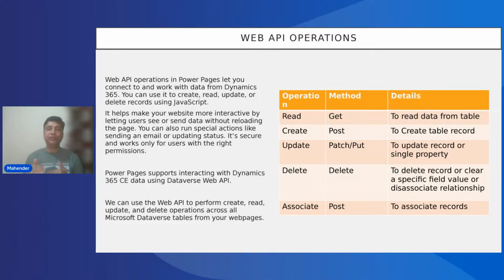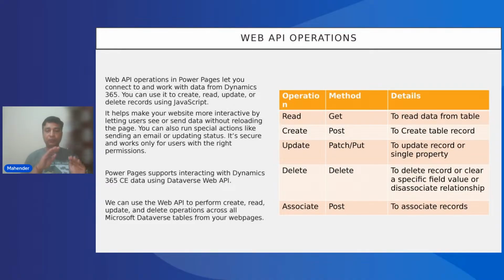Delete is basically if you want to totally remove that record from the Dataverse. So in that case we use delete. We also use this for disassociation. For example, when there are two tables and we have related the two tables using a relationship, those set of relationships can be deleted using the delete option.